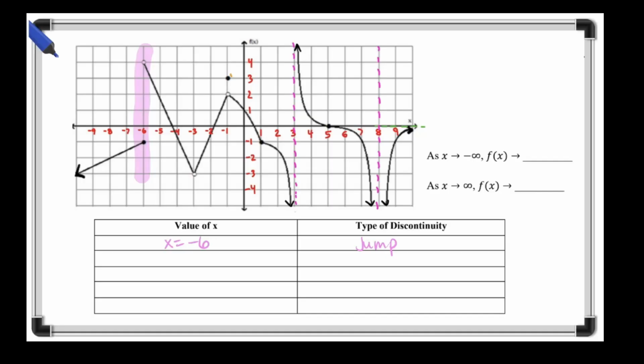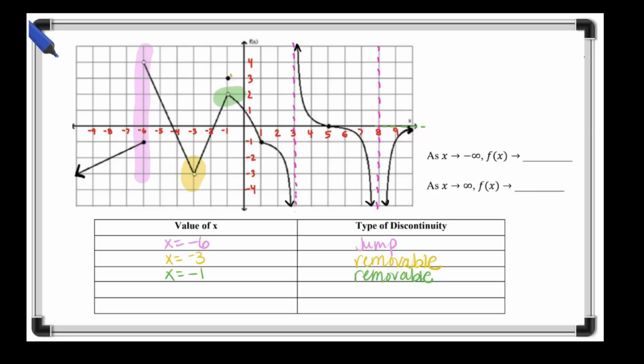Okay, now let's continue on my graph. What do I see? I see a hole. So when that x value is -3, I see a removable discontinuity. As I keep on going with my function, I see right here, I see another hole. So when my x value is -1, I have again a removable discontinuity.